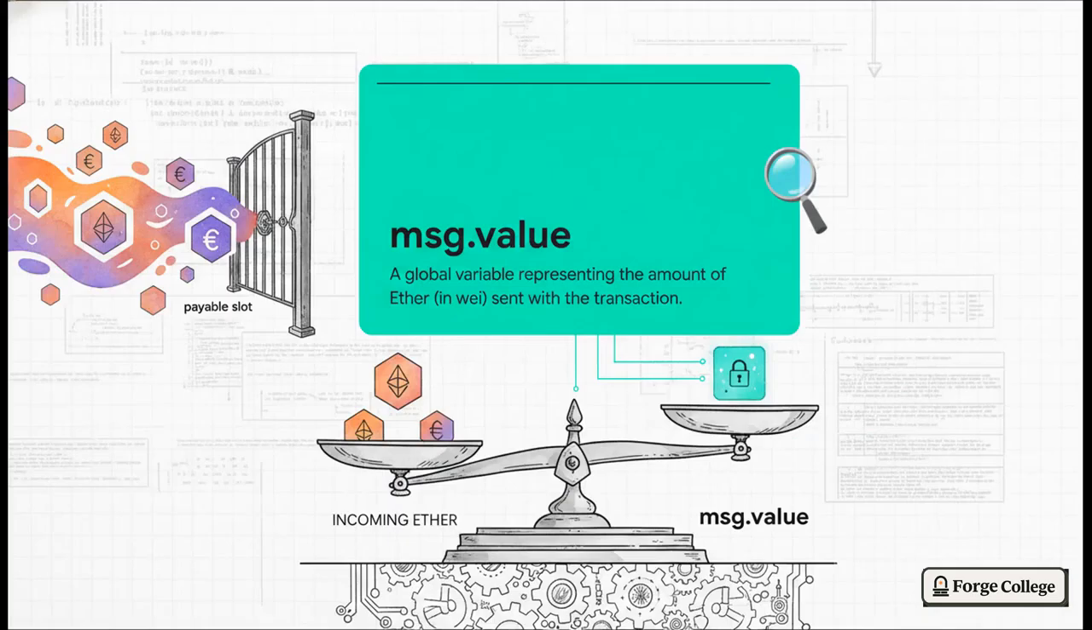So once that Ether actually passes through the payable slot, how do we know how much arrived? Well, that's where msg.value comes into play. You can think of msg.value as this built-in, completely untrickable scale that precisely weighs every single incoming deposit. It tells you exactly how much Ether, measured in Wei, was attached to that specific transaction. You don't have to guess, and the user literally cannot lie about it. The EVM itself guarantees that msg.value is 100% accurate.